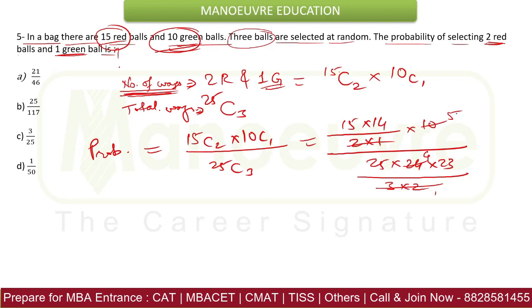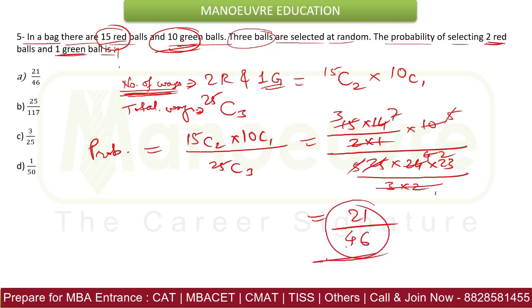This is 5 ones are and 5 fives are. Again 5 ones are and 5 threes are. And this is 2 twos are and 2 sevens are. So that will be 3 sevens are 21 and 2 into 23, that is 46. So this will be the required probability, 21 by 46. So option A will be the answer over here.